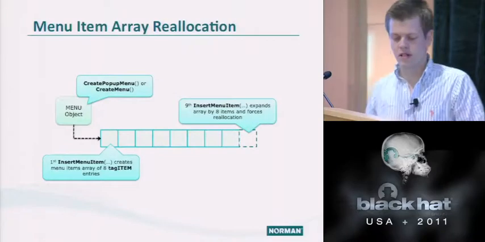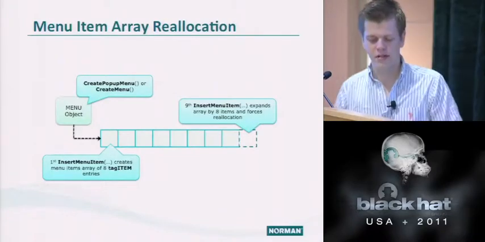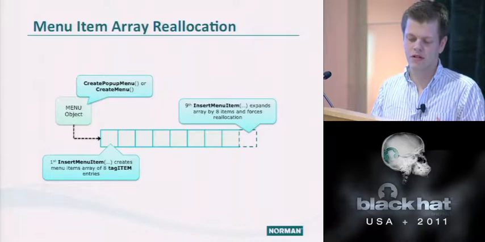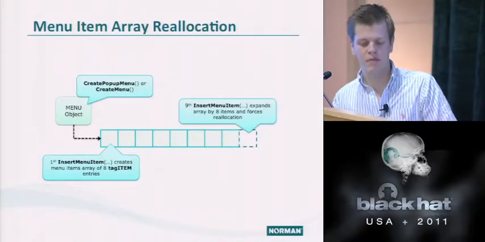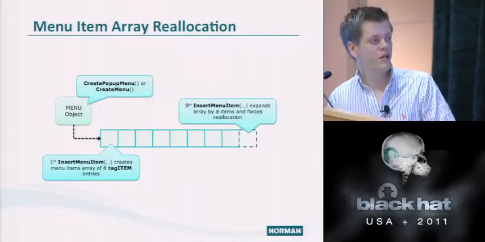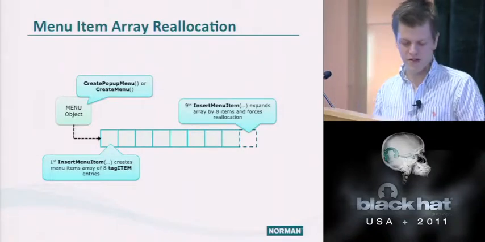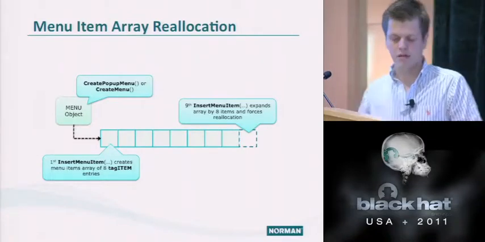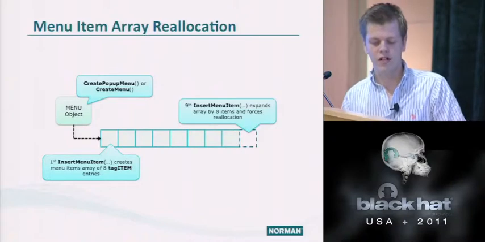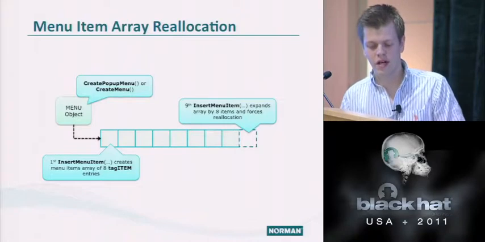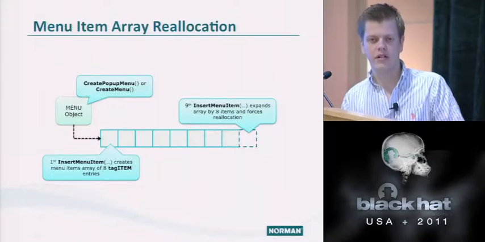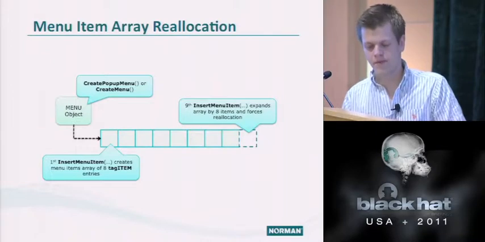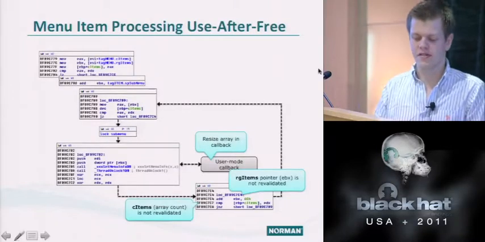So this is how that looks. You have the menu object that you create using standard APIs, CreatePopupMenu or CreateMenu. Then you insert menu items, and on creation, on the first item you reserve space for 8 items. Then on the 9th you will reallocate the array to hold an additional 8 items. So this is how that will look.